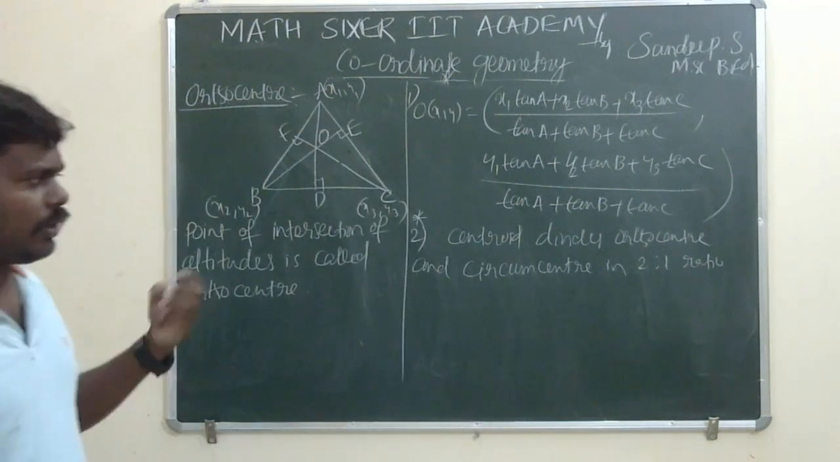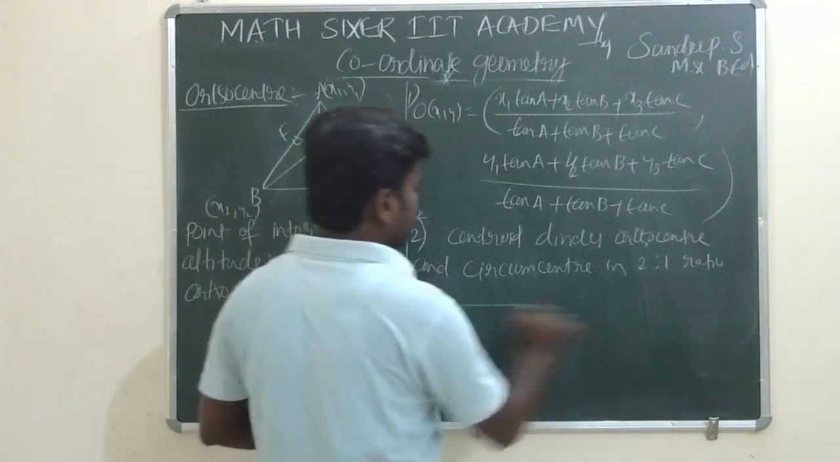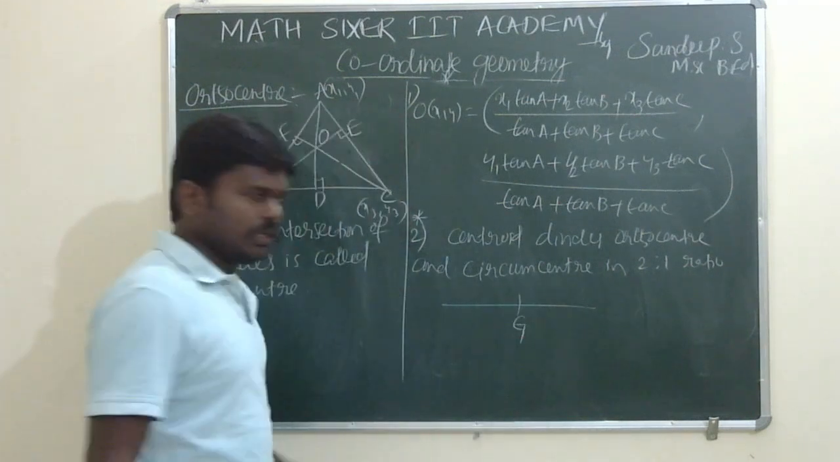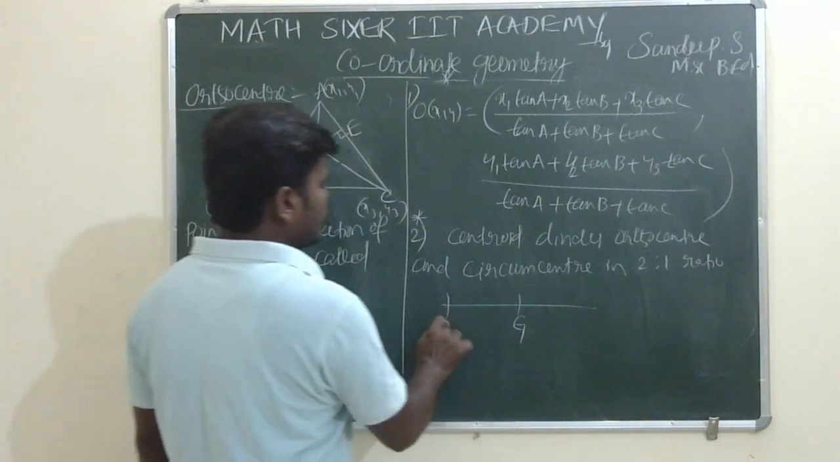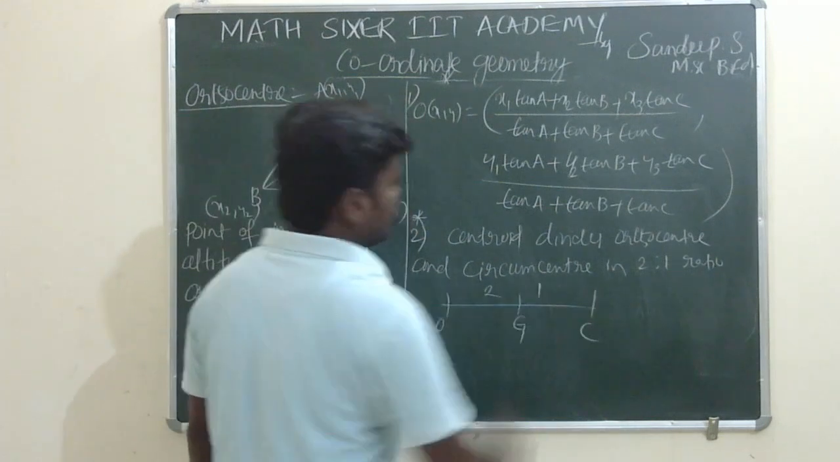Okay, so this we have to remember. Centroid G divides the line joining the orthocenter and circumcenter in the ratio 2:1.